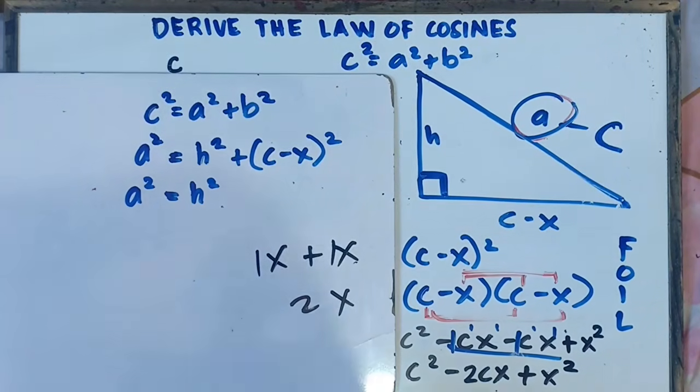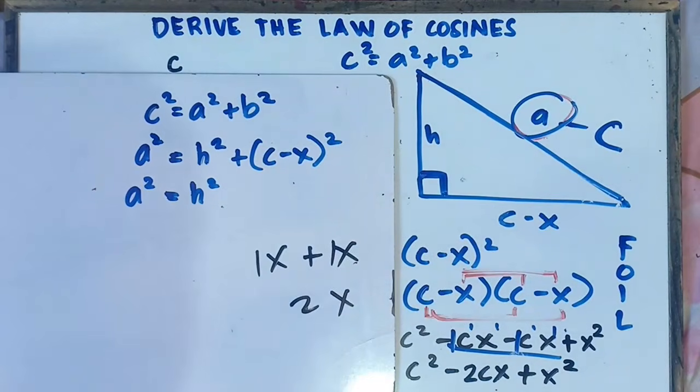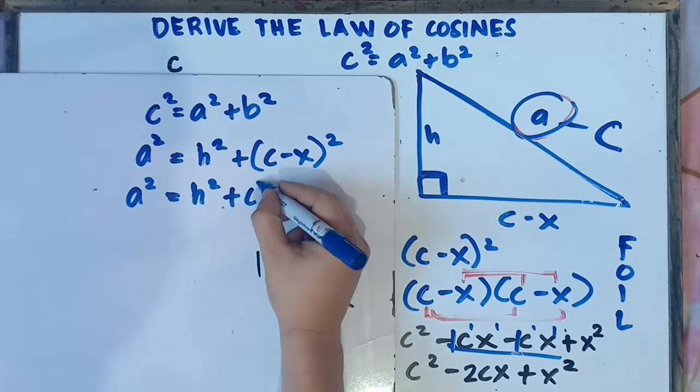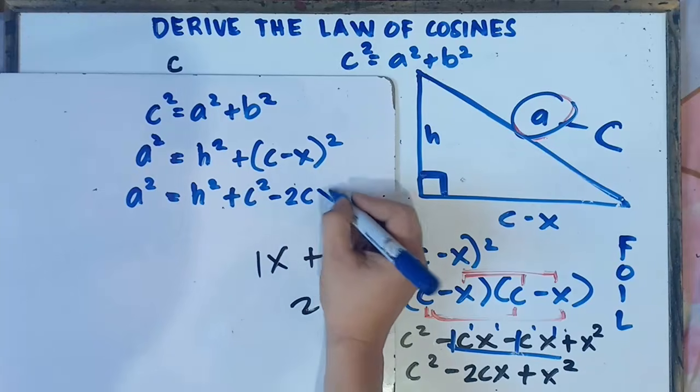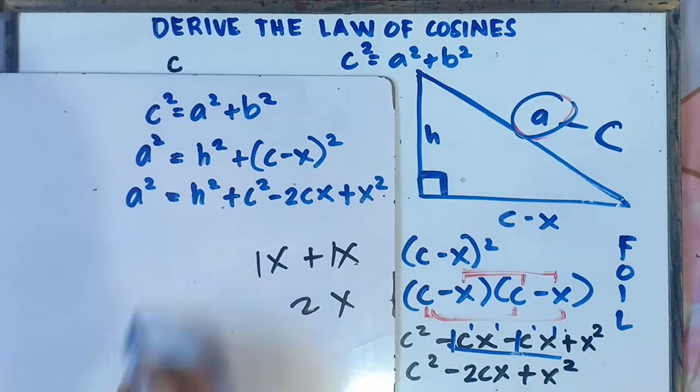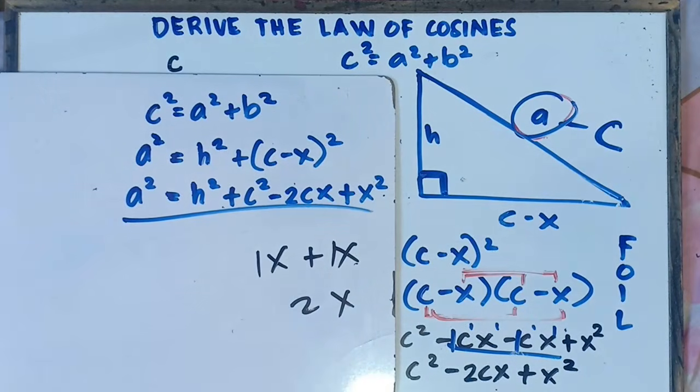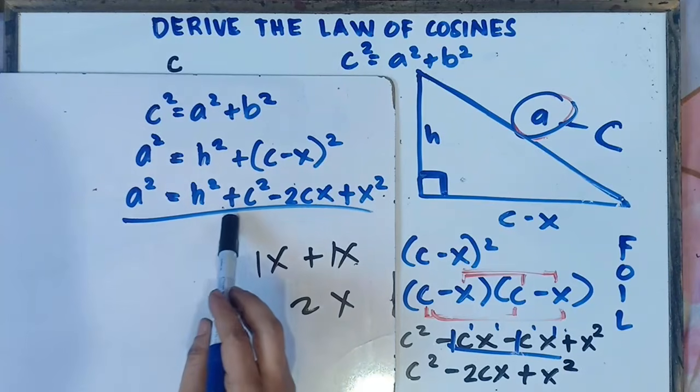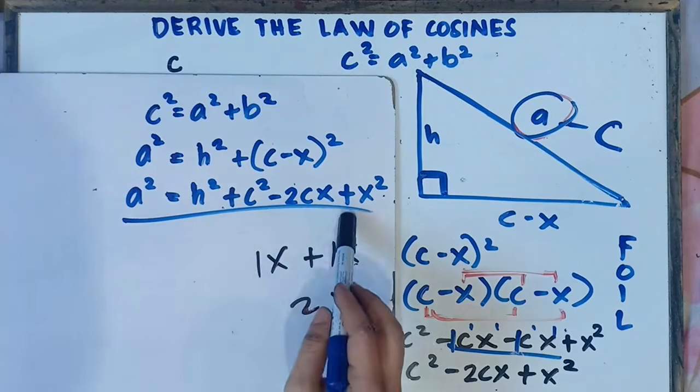Okay, so therefore, when we simplify this one, this will be plus c squared minus 2cx plus x squared. Alright, and this will be our first equation. So we have a squared is equal to h squared plus c squared minus 2cx plus x squared.